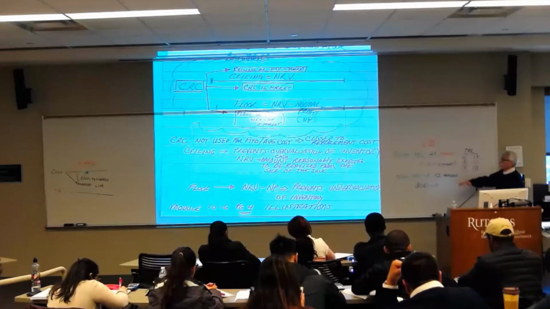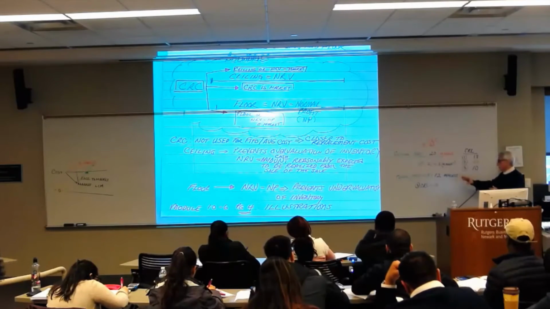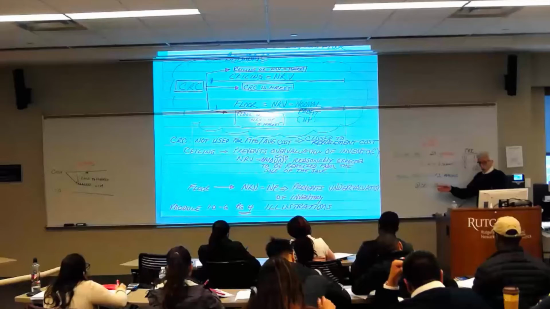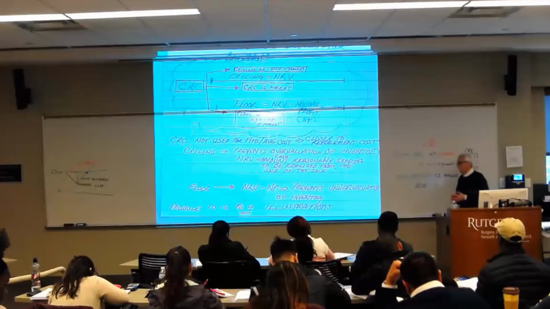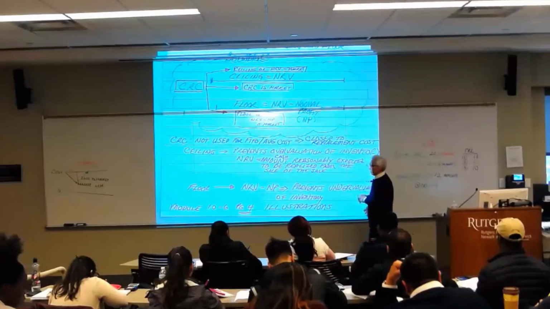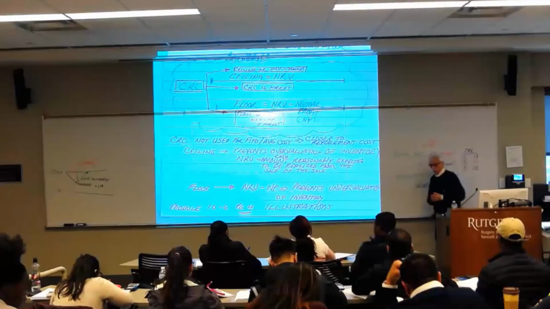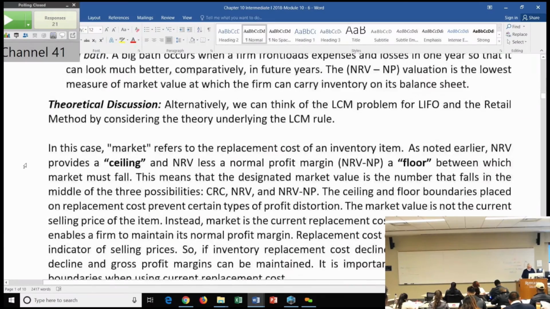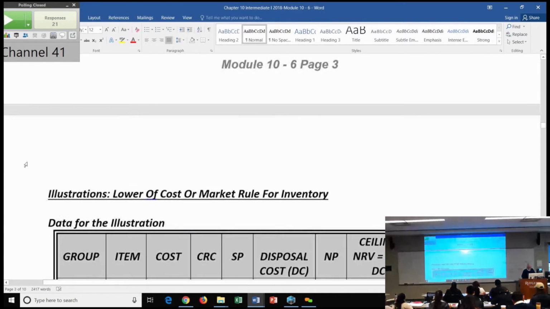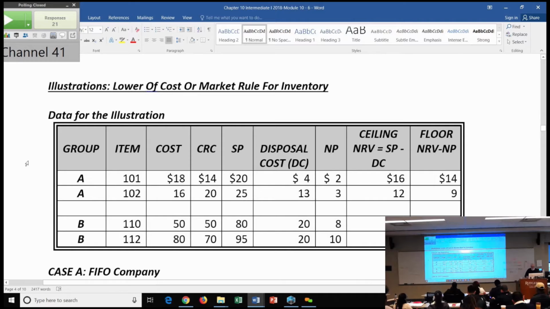Right, so this is the way the ceiling and floor works. It's probably a little too complicated. You don't see this under IFRS. IFRS is much more reasonable in that they're only using the NRV as we use in FIFO. Let's do an example. So here's the information that you have, and we're going to use it for both FIFO and non-FIFO companies.